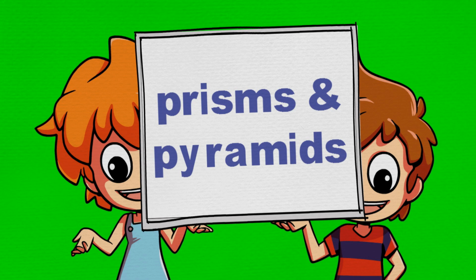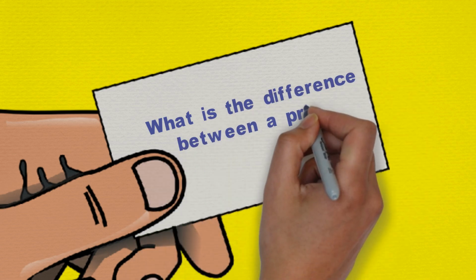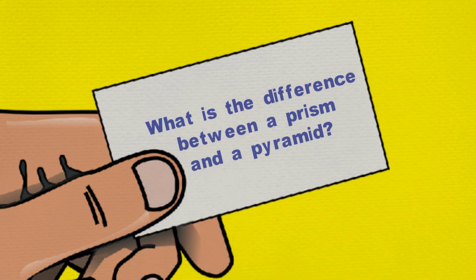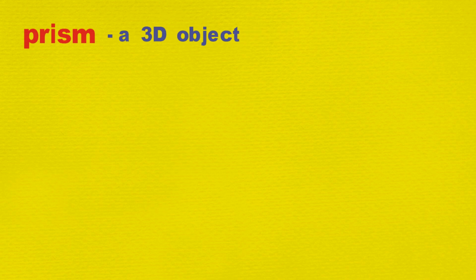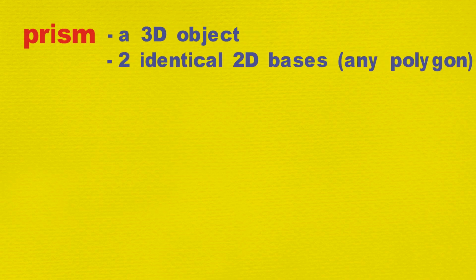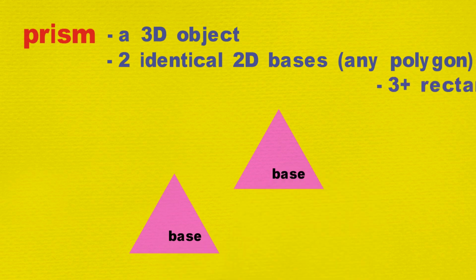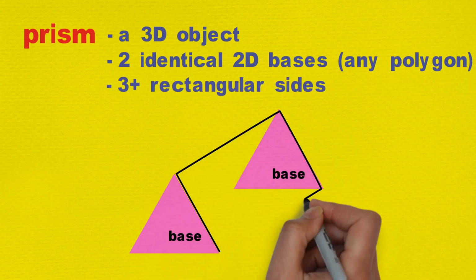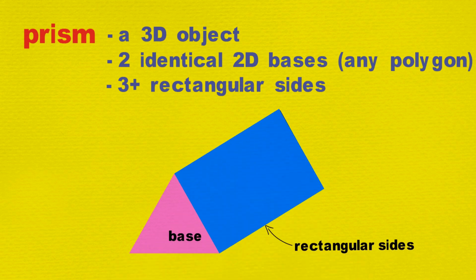Pause the video after each question and see how many you can correctly answer. Question: what is the difference between a prism and a pyramid? Answer: a prism is a 3D object with two identical 2D ends called the bases, which can be any polygon shape, joined by three or more rectangular sides in between.